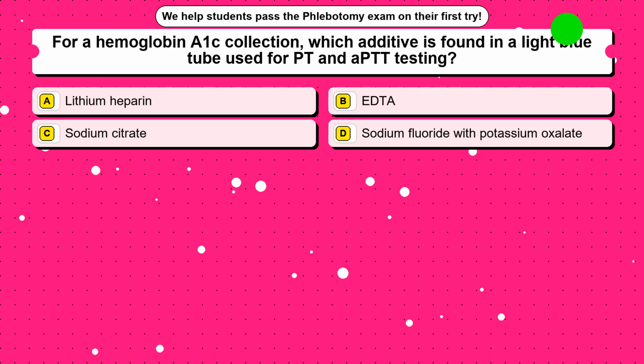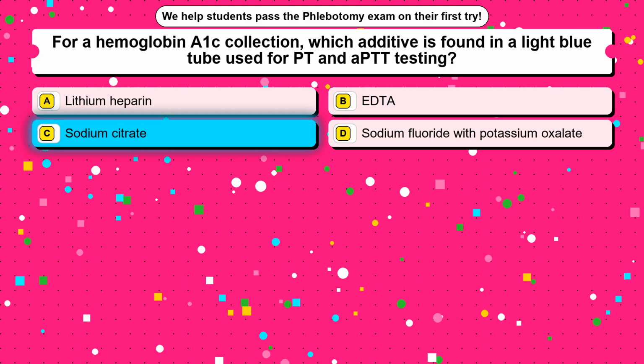Question 45. For a hemoglobin A1C collection, which additive is found in a light blue tube used for patient and APTT testing? Option A, lithium heparin. Option B, EDTA. Option C, sodium citrate. Option D, sodium fluoride with potassium oxalate.